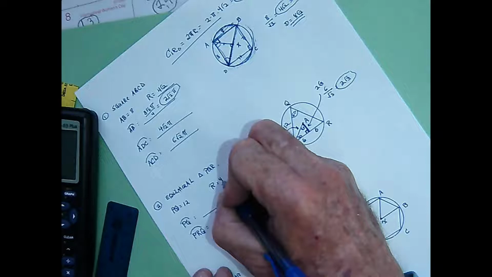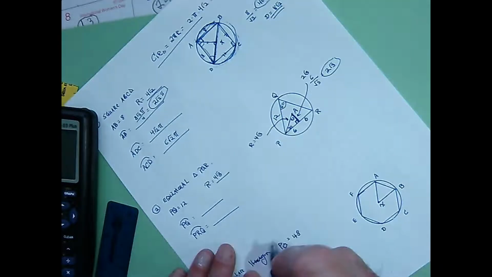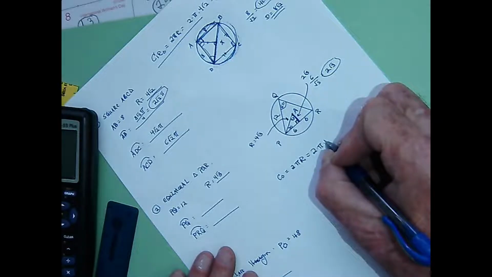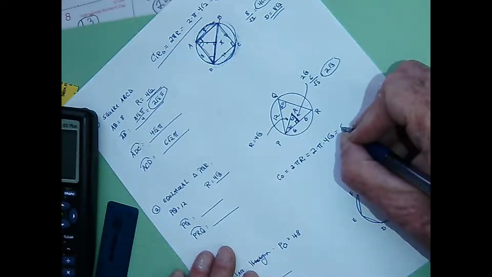I would be thinking right away, what's going to be the circumference of this circle? The circumference of any circle is going to be given by 2 times pi times the radius. So that'd be 2 times pi times 4 root 3. And the distance around this circle, 8 root 3 pi.